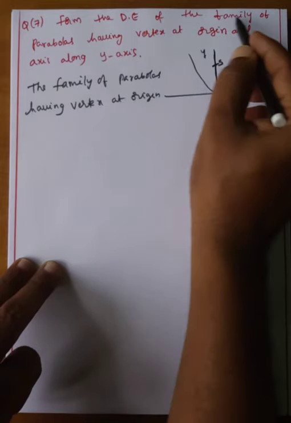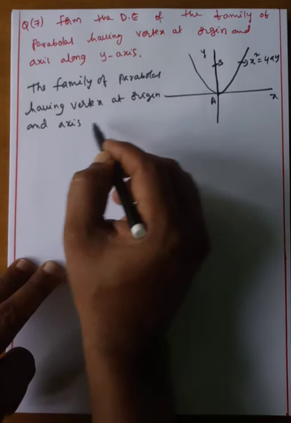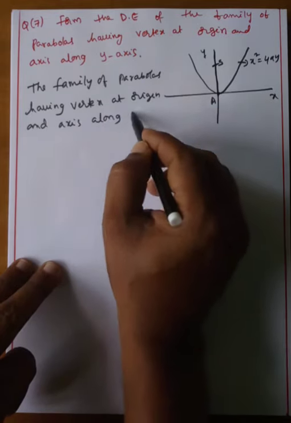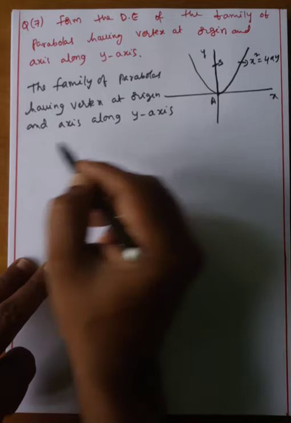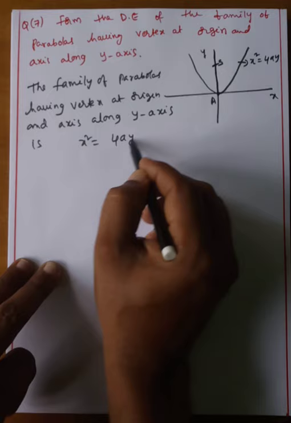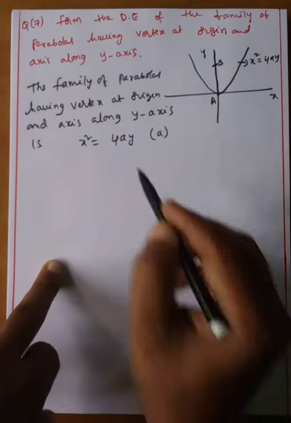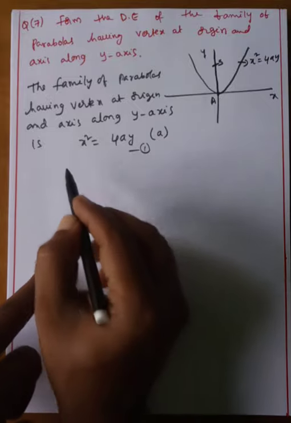Don't memorize by heart. Here, axis along the y-axis, what is the formula? X square equal 4ay, where in brackets a is the arbitrary constant. This is equation number 1. How many times do we differentiate? Only one time.